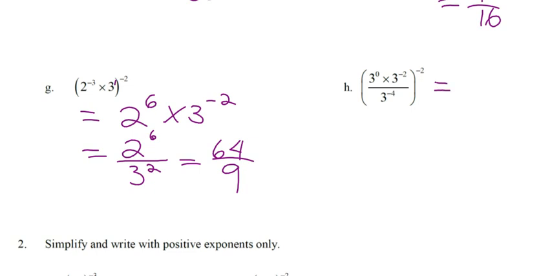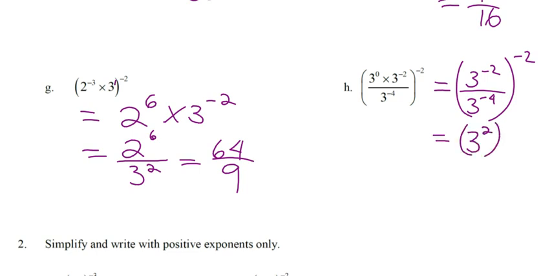And here we get 3 to the negative 2 over 3 to the negative 4 to the negative 2. Negative 2 is bigger by 2, so it becomes 3 squared to the negative 2, which becomes 3 to the negative 4, which becomes 1 over 3 to the 4, which becomes 1 over 81.